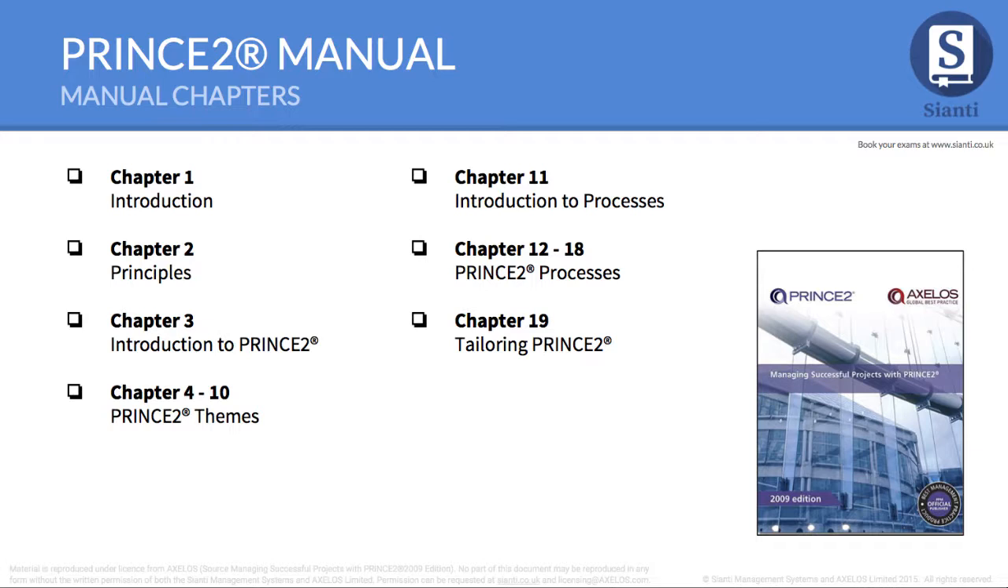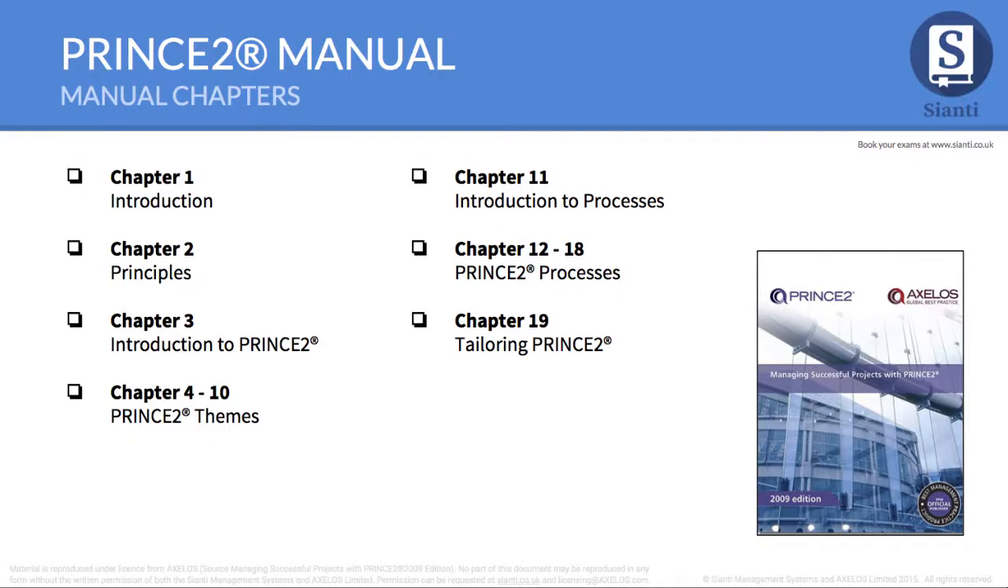The application of Prince is based on 7 interlinked processes that take you from the start of a project through to hopefully a successful conclusion to the project. The 7 processes are described in chapters 12 to 18. Chapter 11 introduces those processes by giving a very high-level overview of how they work together to deliver the project.